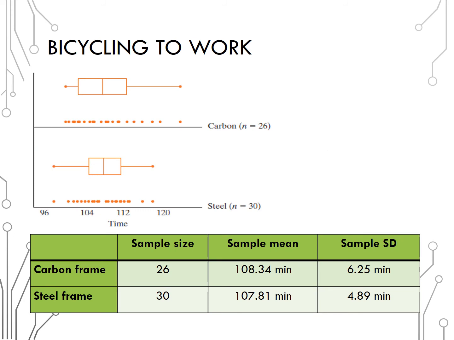What if we would like to use a theoretical approach instead? Is the validity condition satisfied with these data? Yes. Both distributions are roughly symmetric. Or, if you want to say that the carbon distribution is slightly skewed, you could argue that the steel distribution is symmetric, and though the carbon distribution has a slight right skew, the sample size, 26, is greater than 20, so the validity condition is met for both groups.